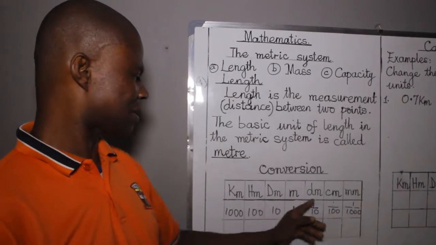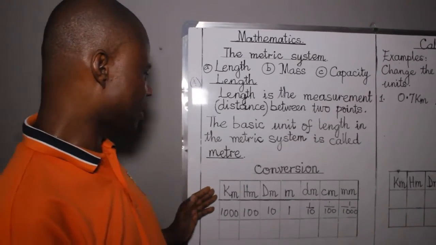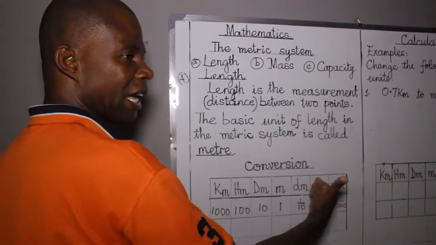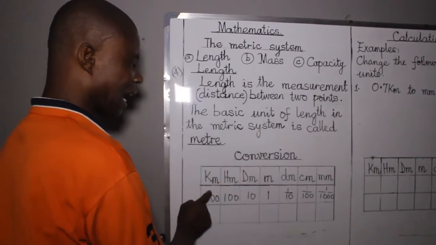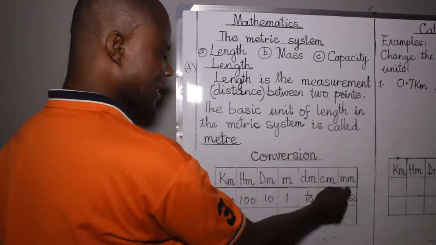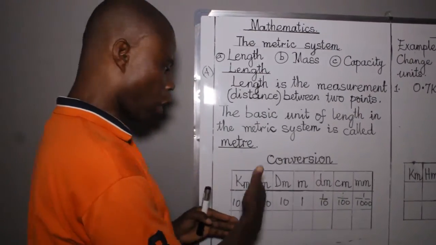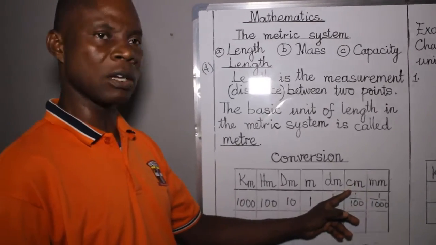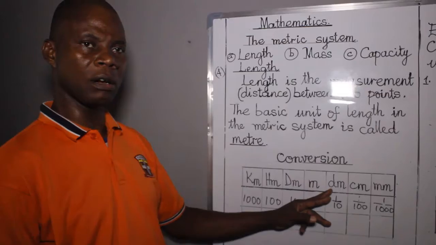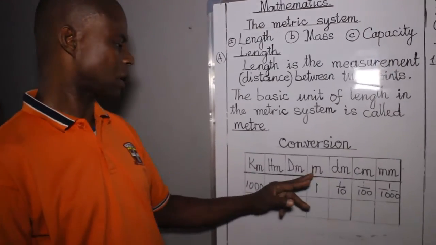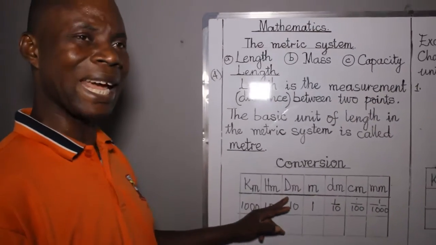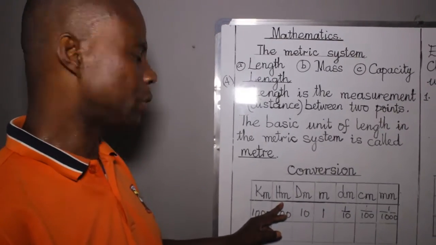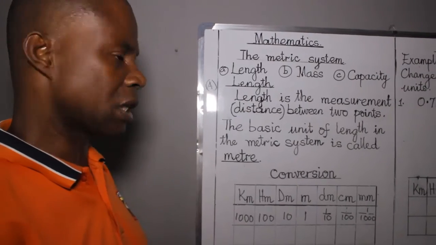And therefore, looking at this table from my left to my right, it is in a descending order. This is the highest and this is the lowest. And the difference between each of the columns is 10. That is, 10 millimeters make 1 centimeter, 10 centimeters make 1 decimeter, 10 decimeters make 1 meter, 10 meters make 1 decameter, 10 decameters make 1 hectometer, 10 hectometers make 1 kilometer.